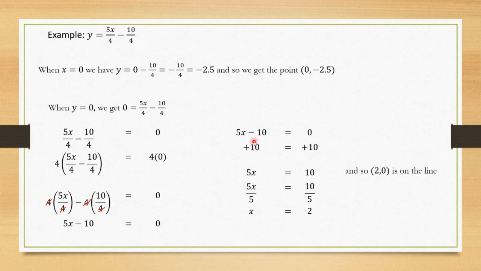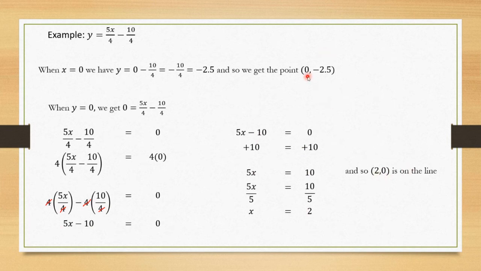But again, we want to know what x is. So what we do next is we add 10 to both sides. And so we get 5 times x equals 10. And of course, we divide both sides by 5. We get x is 2. So now we know 2, 0 is also on the line. So we have 2 different points on the line. Now we can just sketch it.